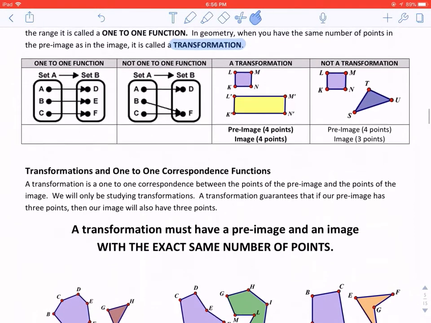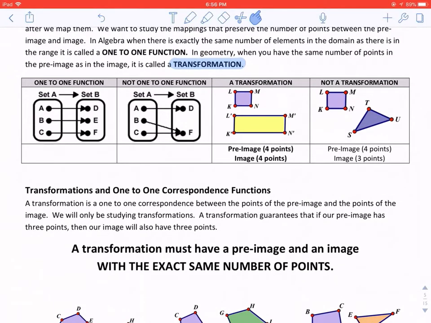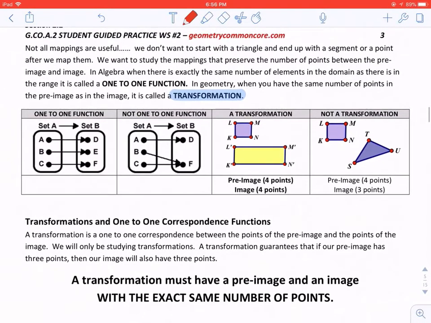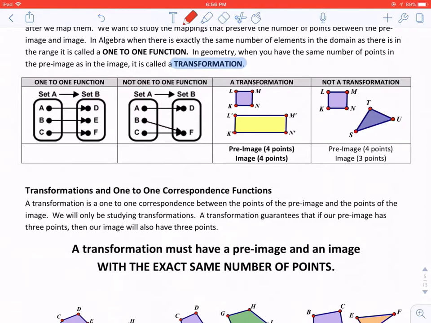A transformation, once again, means that the pre-image and the image have the same number of vertices. Well, let me restate that. They have the same number of types of things, because the shape doesn't have to be a polygon. So if the first shape is a circle, the second shape's going to be a circle. If the first shape is a triangle, the second shape's going to be a triangle. If the first shape is a duck, the second shape's going to be a duck. So check out one-to-one functions and transformations.